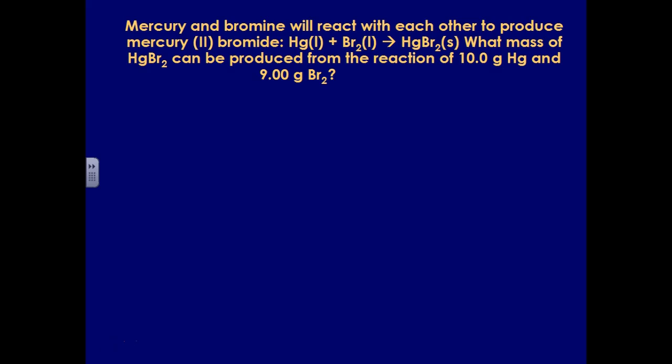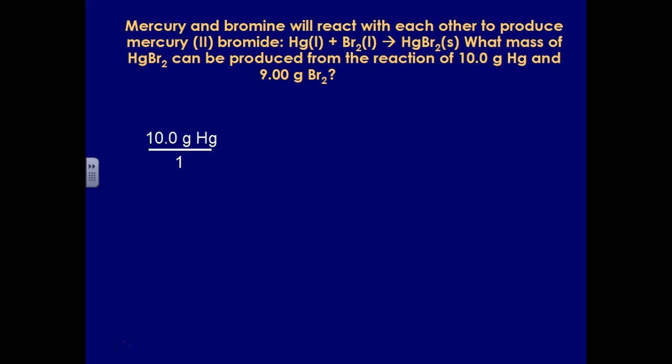First one, we're going to look at the synthesis of mercury 2-bromide from its elements, mercury and bromine. And I want to know how much mercury 2-bromide I can make from 10 grams of mercury and 9 grams of bromine. With that in mind, I don't know which one of those reactants I'm going to consume first. So I have to do 2 stoichiometry problems. One where I take the grams of mercury and I figure out how much mercury bromide I can make. And then I do the same for the amount of bromine I was given.